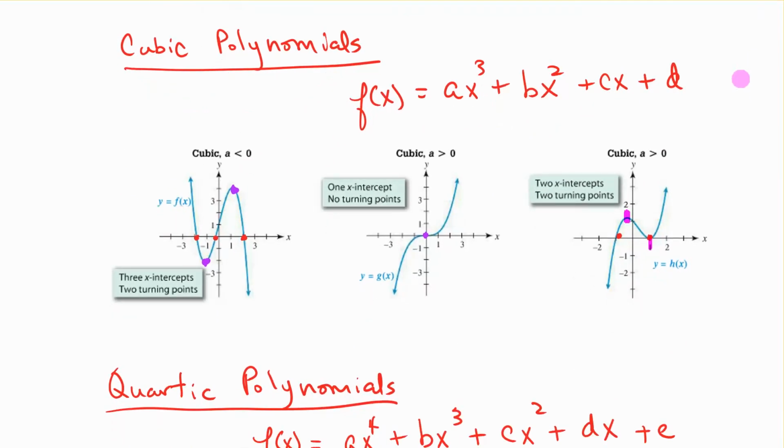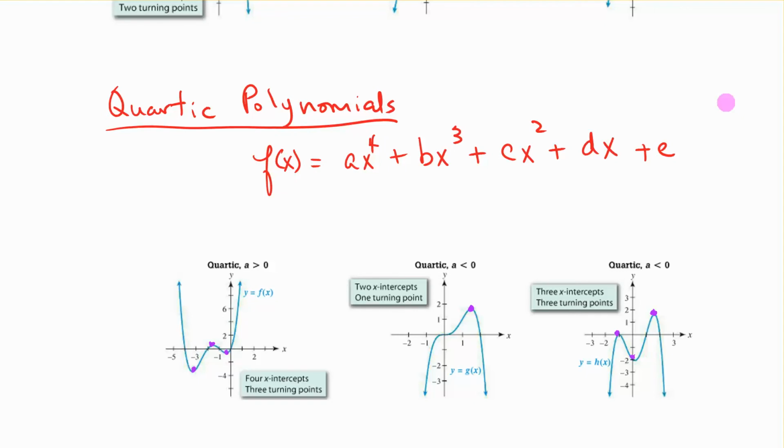Cubic, where the highest degree is 3. You're going to have possibly no turning points, or 2, as in this case. Now, you could have 3 x-intercepts, 1, or 2. So this one could do several things.